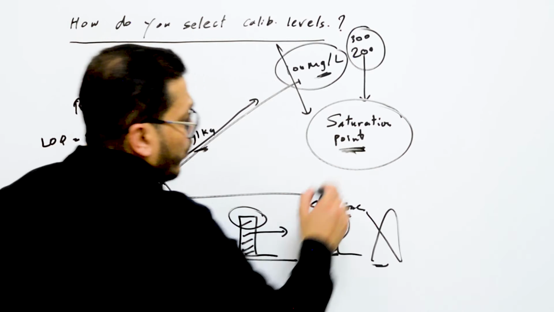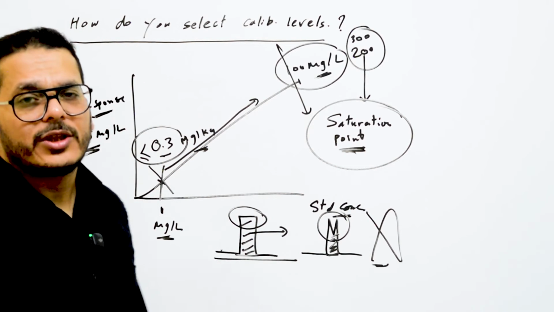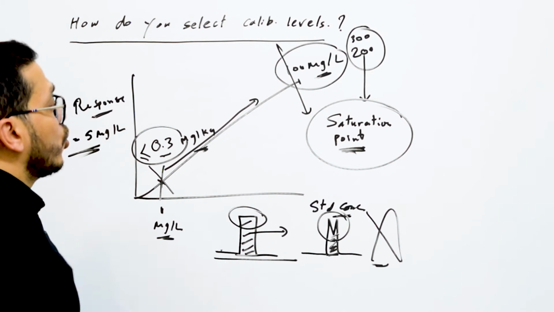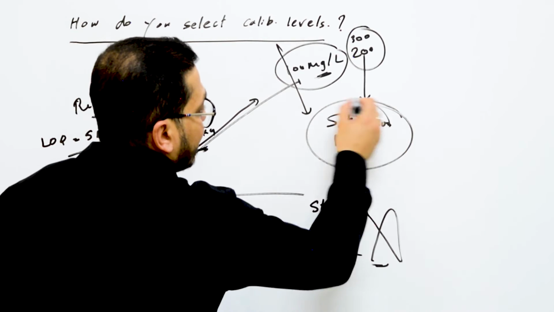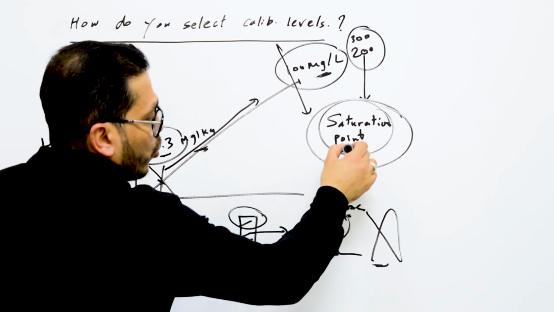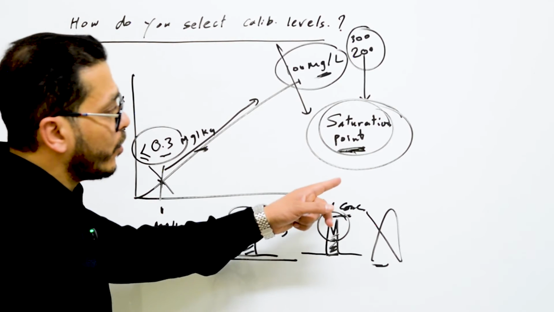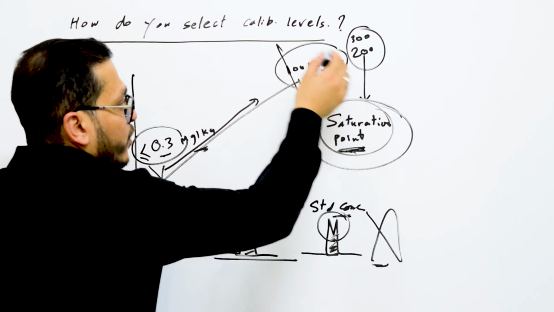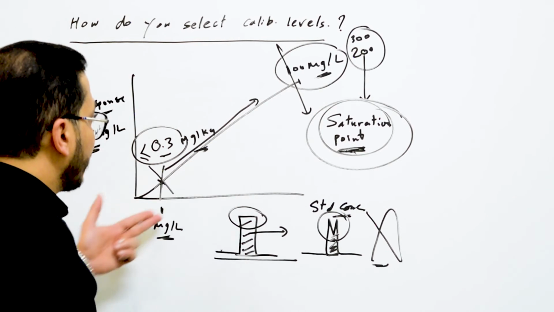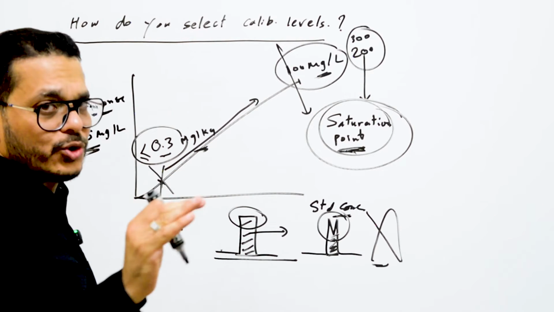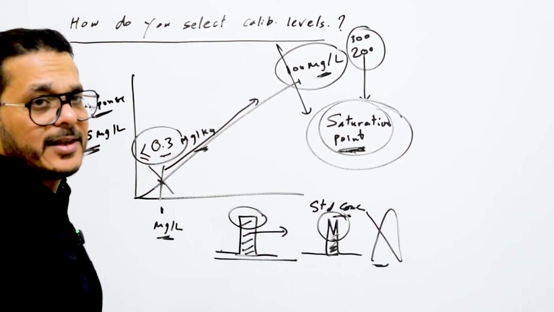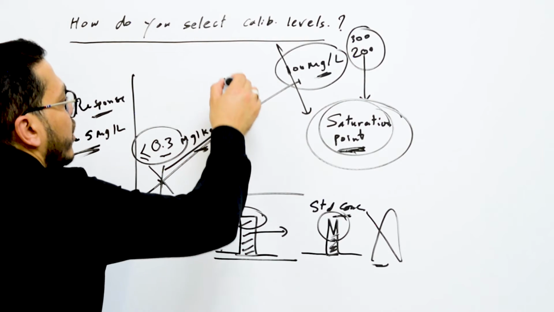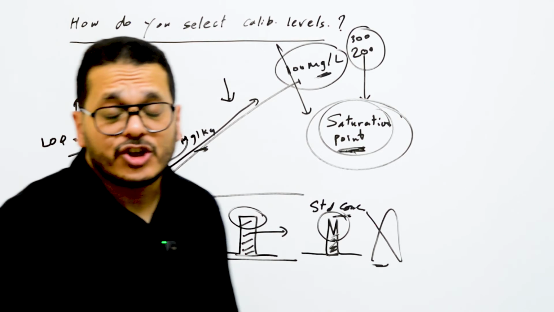So the saturation point is also a very important point that should be included when you select your calibration levels. Any concentration at this saturation point cannot be analyzed. So it is better to go for 100 microgram per liter in your calibration levels, and any result for your samples higher than this 100 will be diluted 5 times or 10 times to be in between these calibration levels.